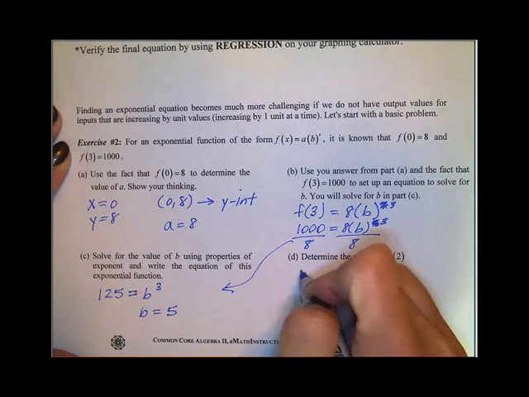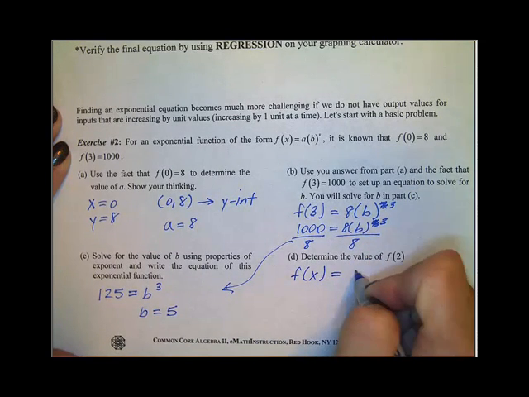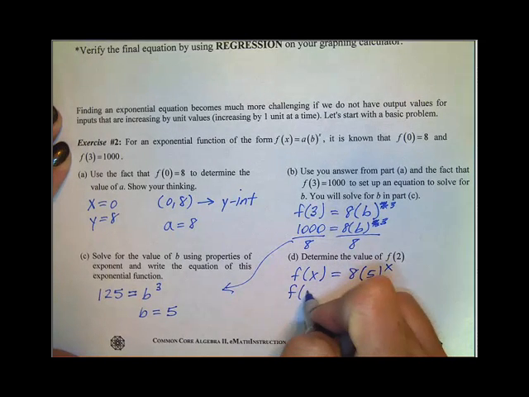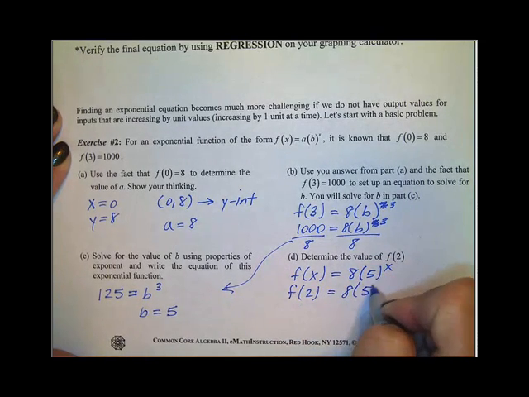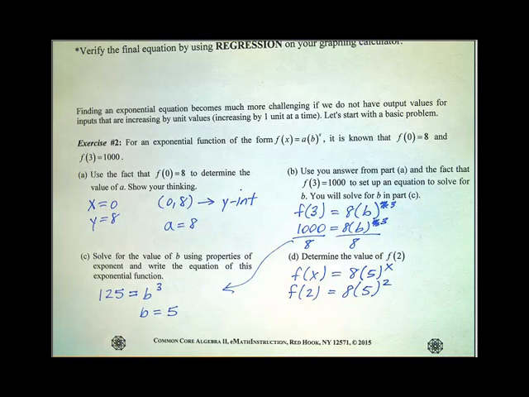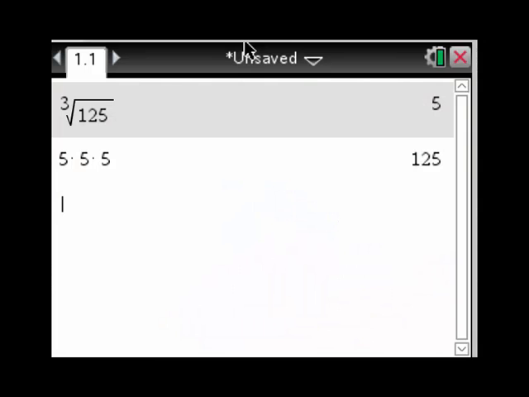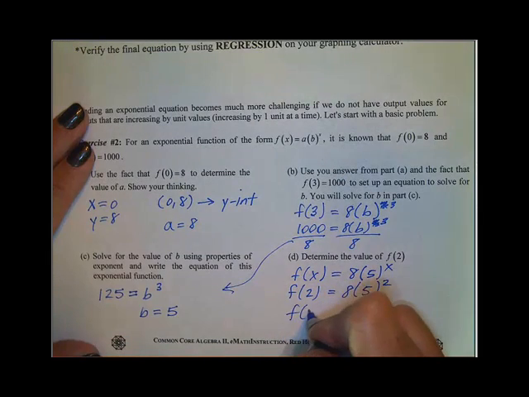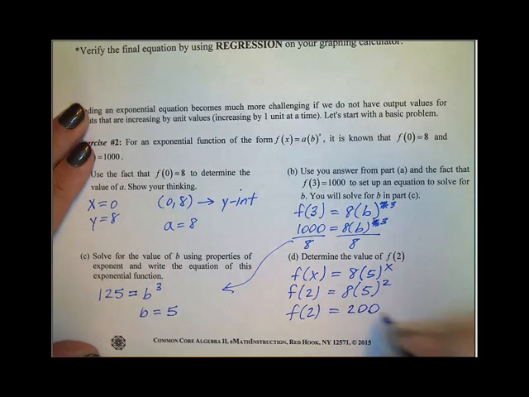So how do we determine the value of f of 2? Well, we know our equation now. f of x equals 8 times 5 to the x. So f of 2 equals 8 times 5 squared. So grab your calculator again and do 8 times 5 squared. And that is 200. So f of 2 equals 200.